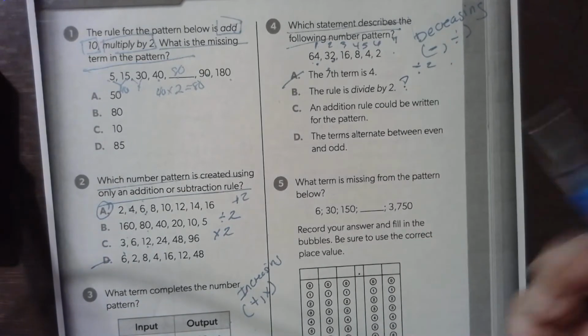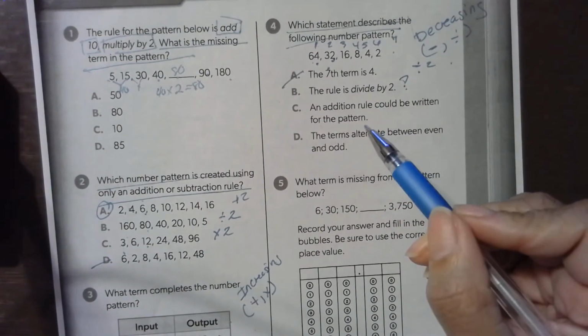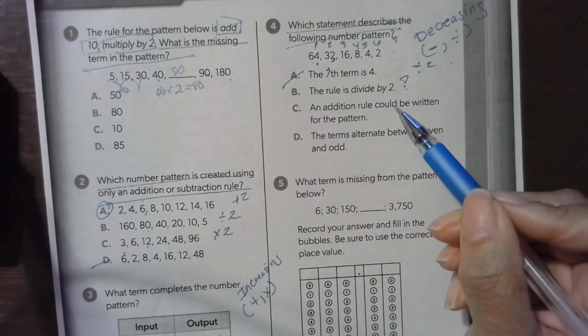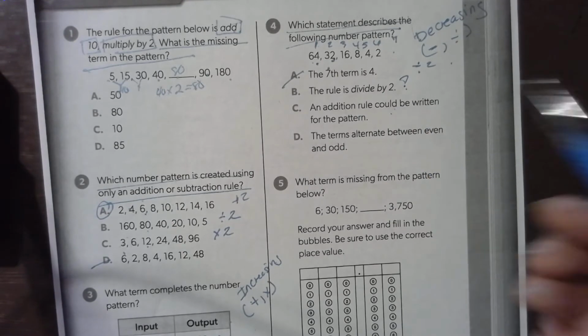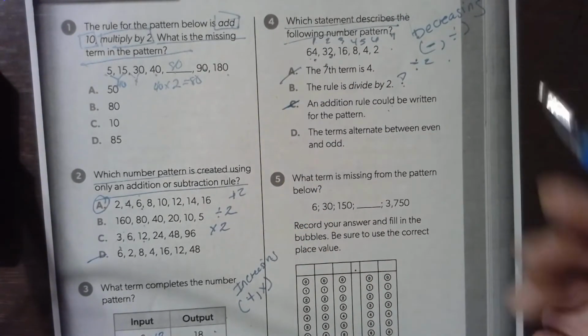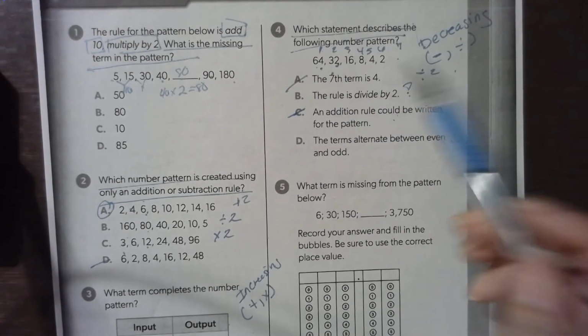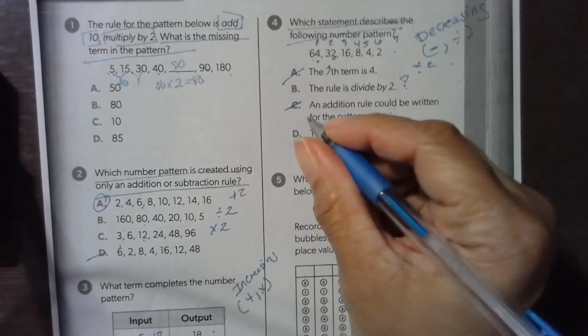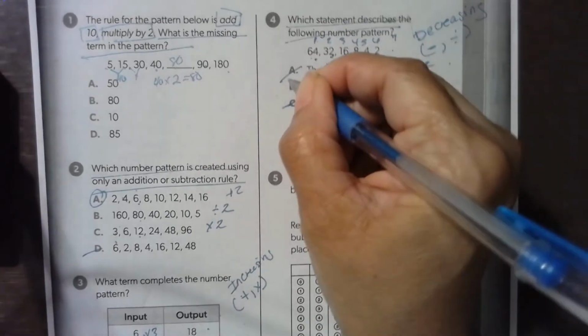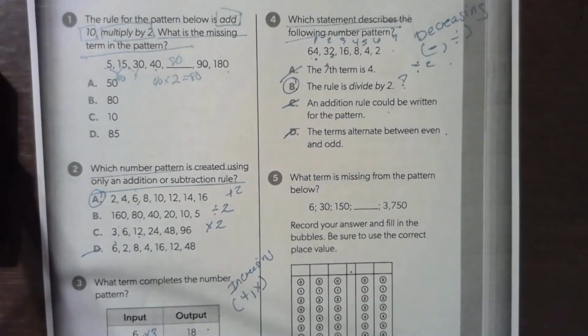Just look at our next two answers. An addition rule could be written in the pattern. No, because it is decreasing. The terms alternate between even and odd. They do not. They're all even. So you cross out D, and our correct answer is B.